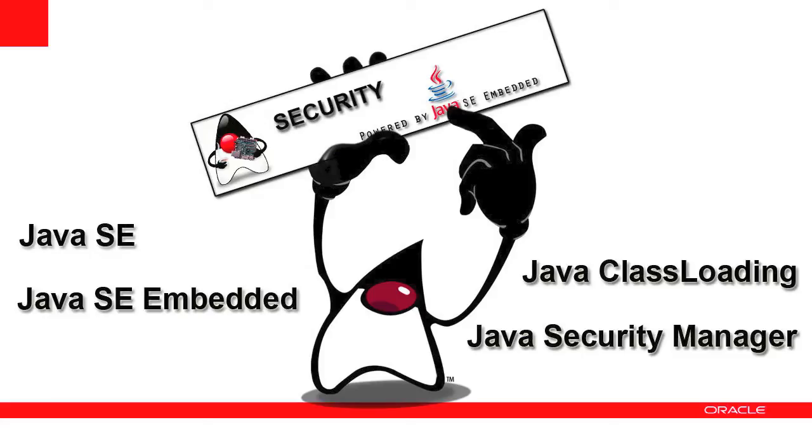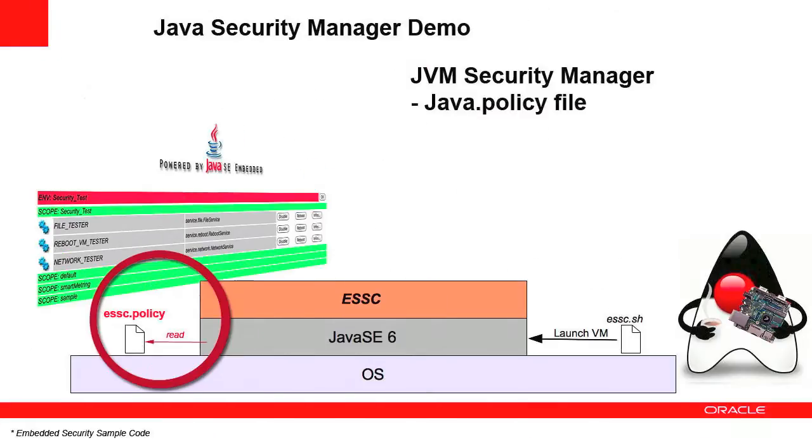This video shows the Java SC Security Manager in action. On startup, the Java SC Security Manager reads a configuration file, either standard or custom, called the policy file. The policy file grants some permission to the ES2C framework and to the services running on top of it.